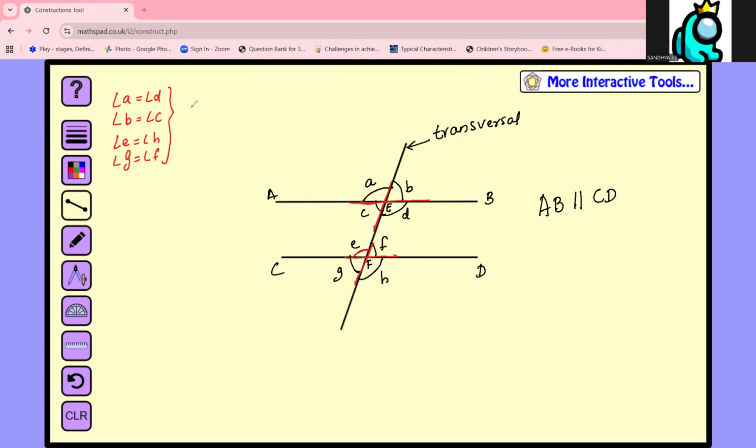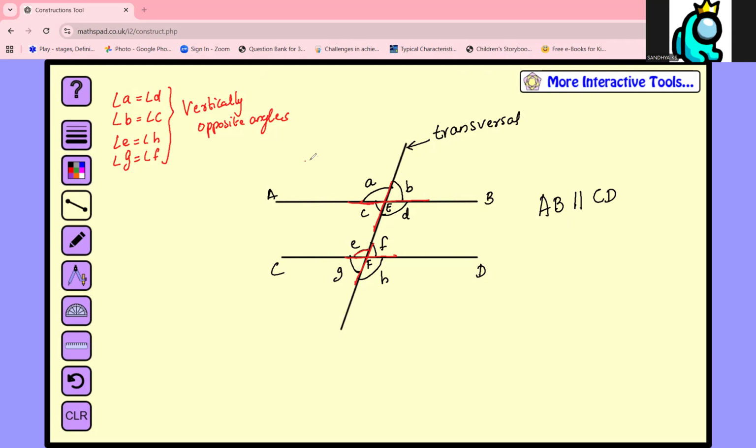So what is the reason for this? Vertically opposite angles. These are all vertically opposite angles. That's why they are equal. Understood? So from this we are able to write vertically opposite angles, which we have studied in the previous section, intersecting lines.